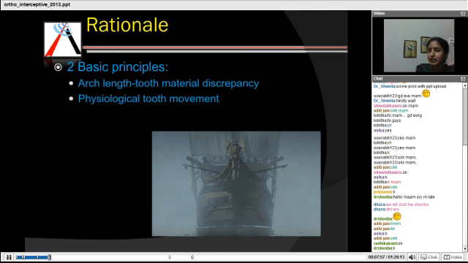Okay, so what is the rationale of these serial extractions? What are the two main principles on which it works?